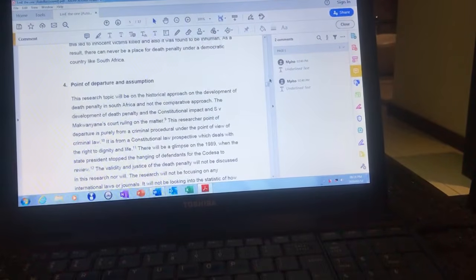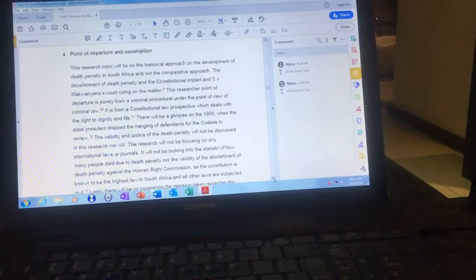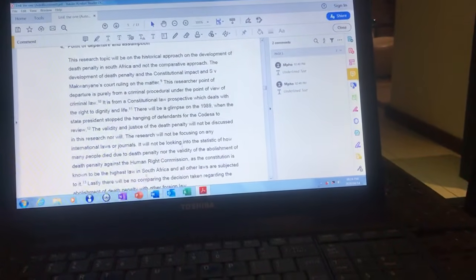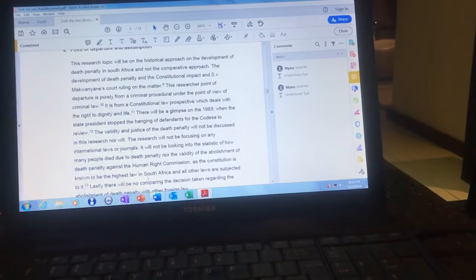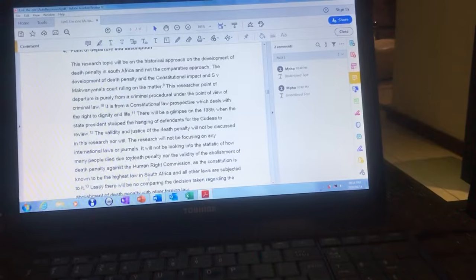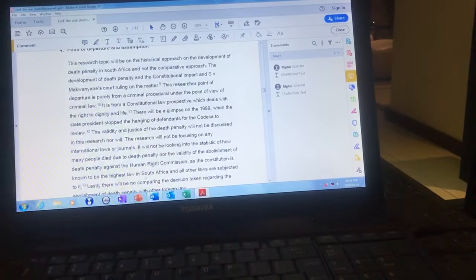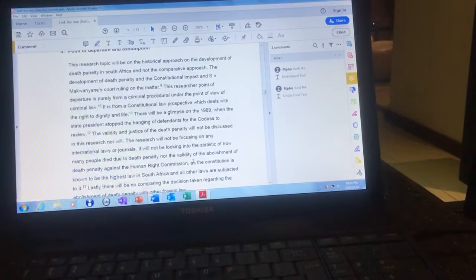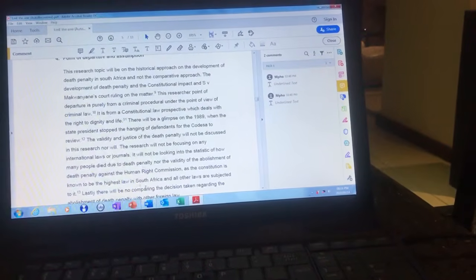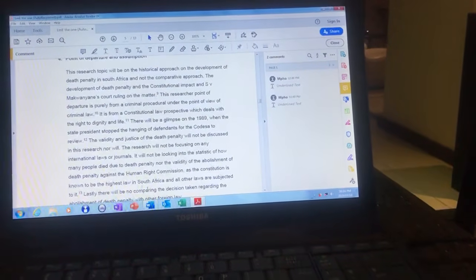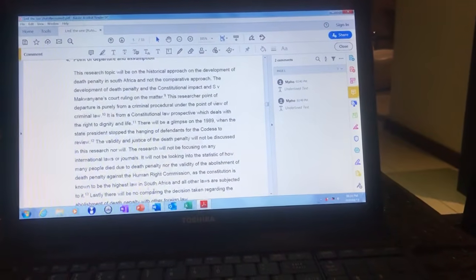I want to show you as well where I actually did say what I won't be talking about. I also mentioned here that the research will not be focusing on any international law or journal. It will not be looking into statistics of how many people died due to the death penalty, nor the validity of the abolishment of the death penalty against the Human Rights Commission. So as well, in your point of departure, please do state what you won't be researching about.